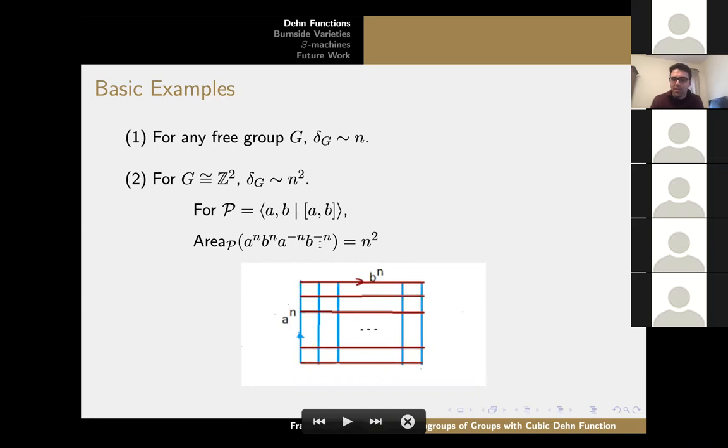Now, this diagram helps us see that this area is n squared. It's not 100% obvious right off the bat, but you can convince yourself that in order to trace out this word here, which is the word we are looking for the area of, I'm going to need to go around each little square at least once. So the area should be at least n squared, and then exhibiting one decomposition in terms of the commutator will give you that it's actually equal to n squared.